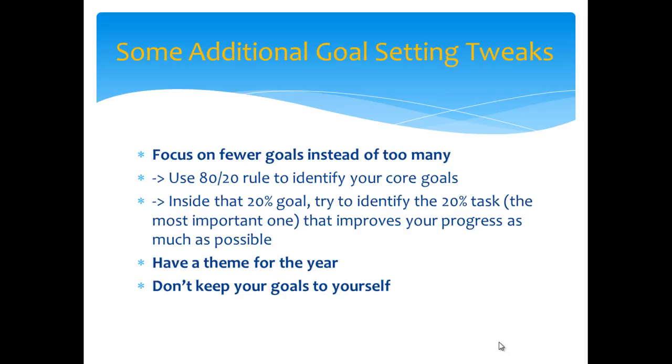And obviously the last thing you want to do is don't keep your goals to yourself. So try to have an accountability buddy, for example, so that you are able to keep your status reports. And when you keep yourself accountable, that's basically a great way of improving and making progress on a consistent basis.